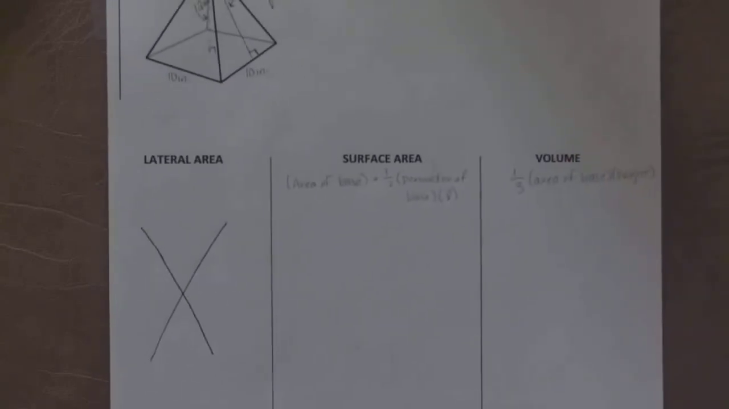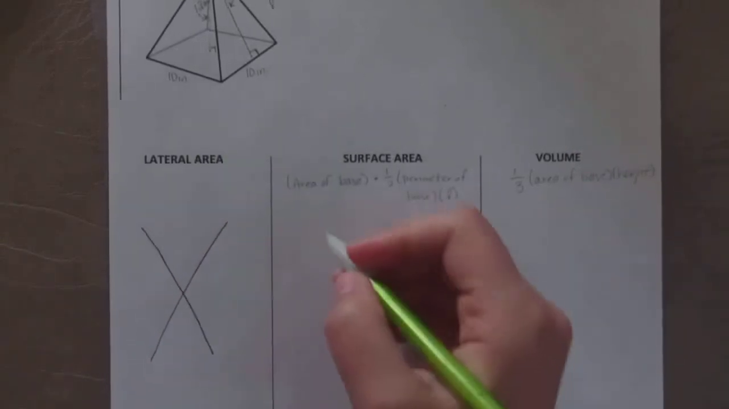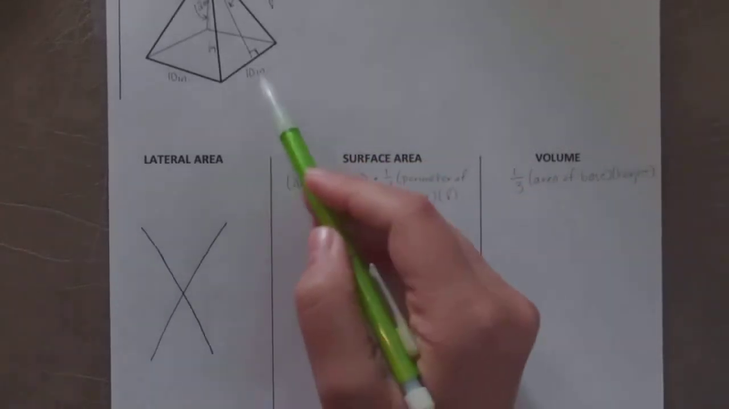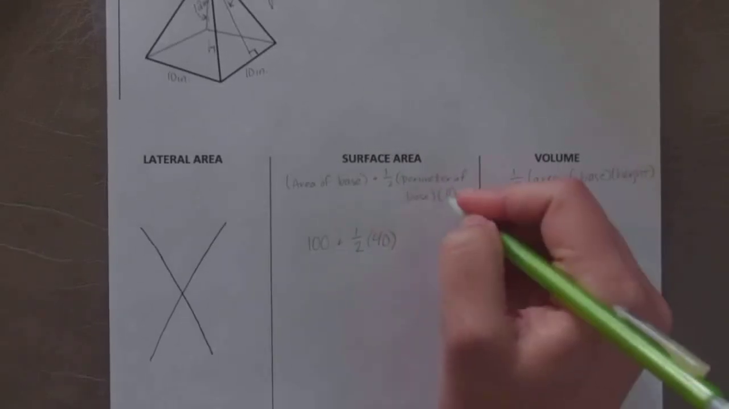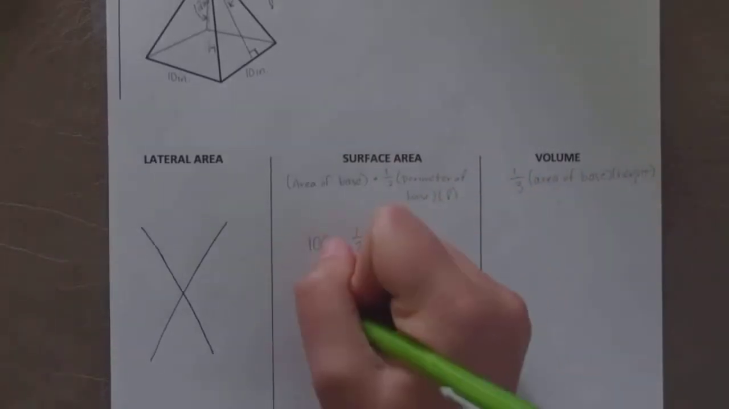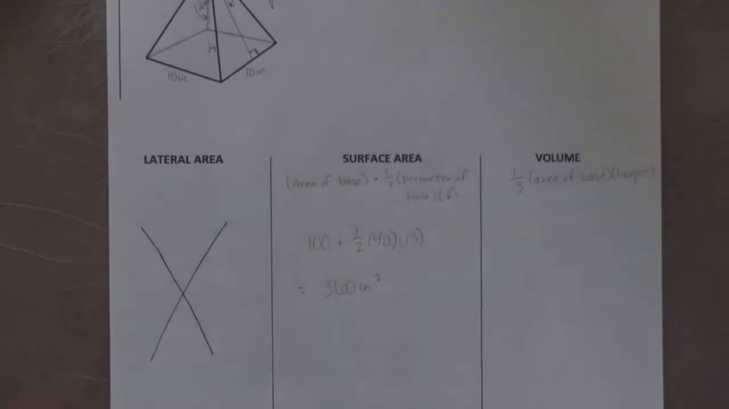So there you go. I'm just going to use the formula. I believe this would be the formula that you found if you just Googled it. And then I'll do the same method I was doing before, just using the shapes and finding the area of all the shapes and adding them together. Here we go. The area of the base is just a square, so that would be 10 times 10, which would be 100. And then plus half the perimeter of the base, 10 times 4, that's 40, times the slant height, that's 13. So if you put that in your calculator, you should get 360, and it's inches squared.